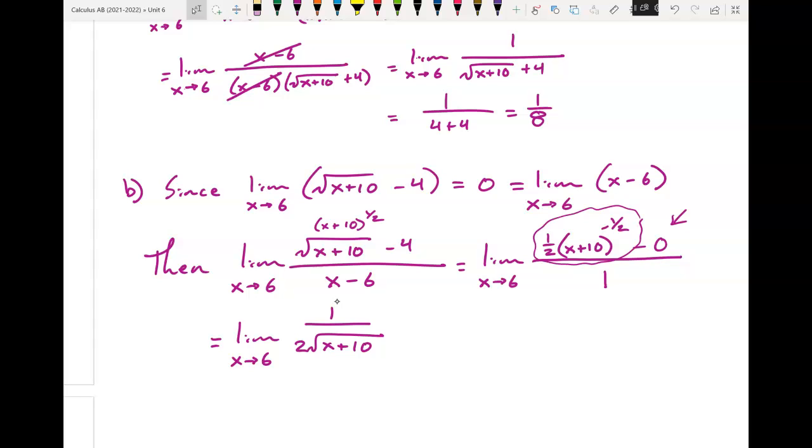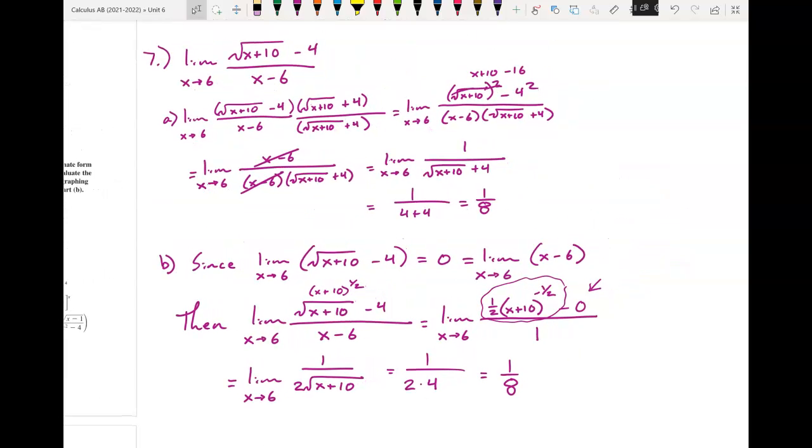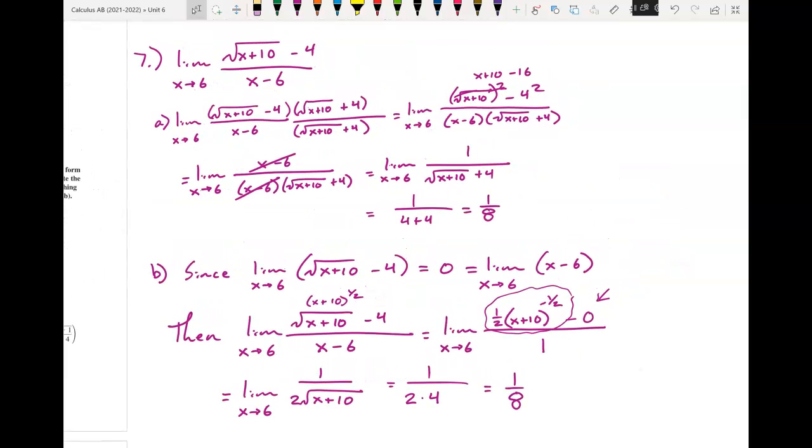Okay? So now I can go ahead and plug in 6. And I would have 1 over 2 times the square root of 16, which is 4. And that gives me 1/8 as well. Okay, so both methods give us 1/8, whether we're using L'Hopital's rule or we are using the, what do they call it? Manipulation methods, I think is what we called it. Manipulation of limits. That would be the method in part A.